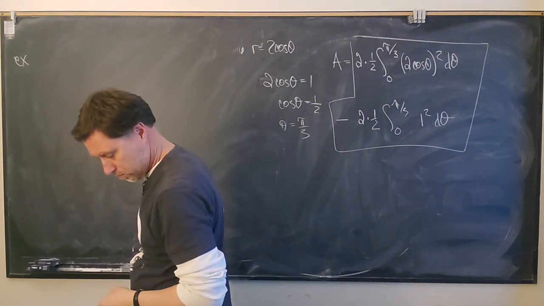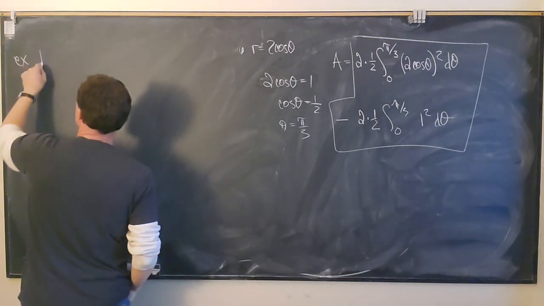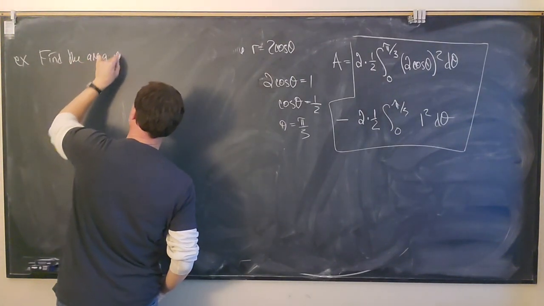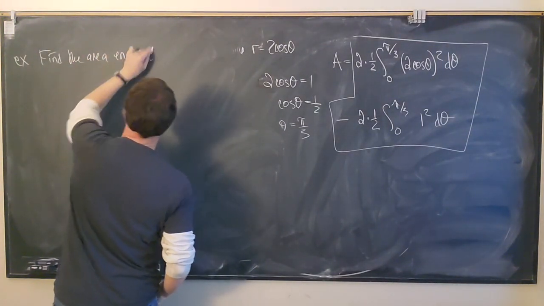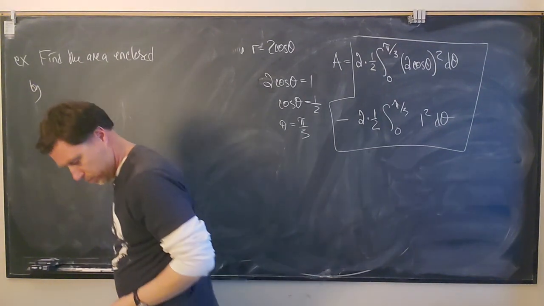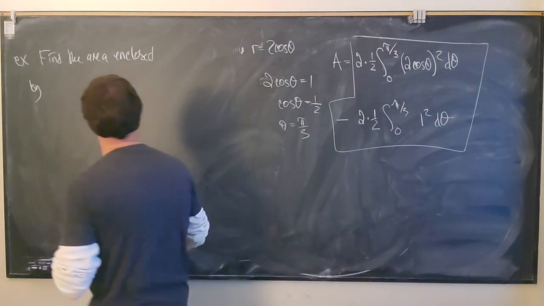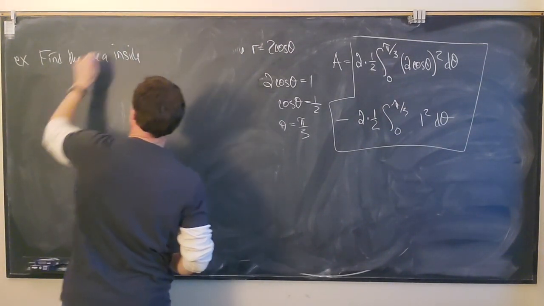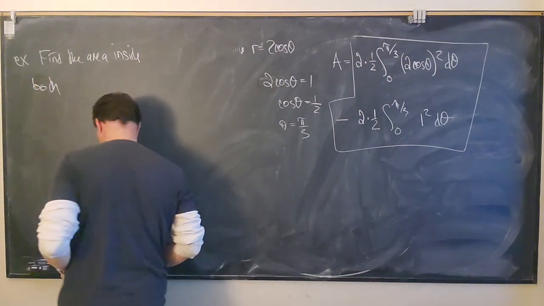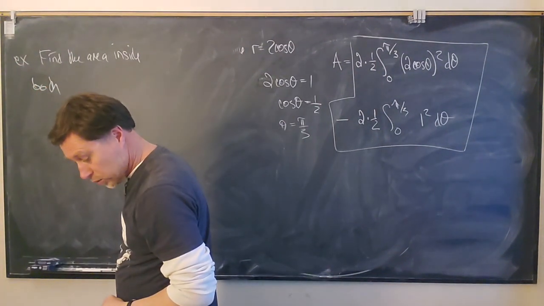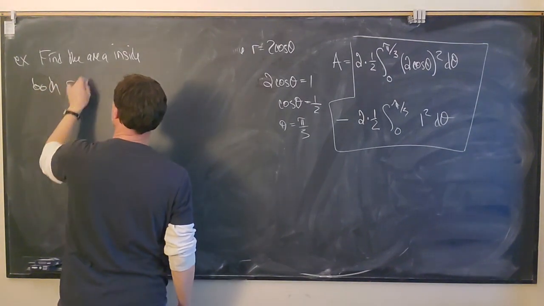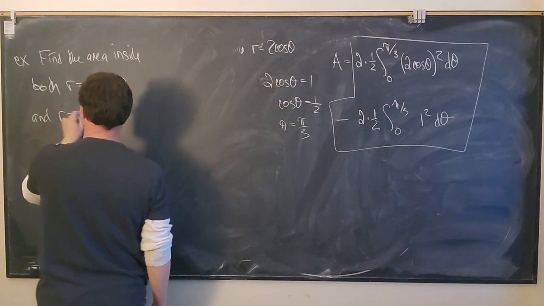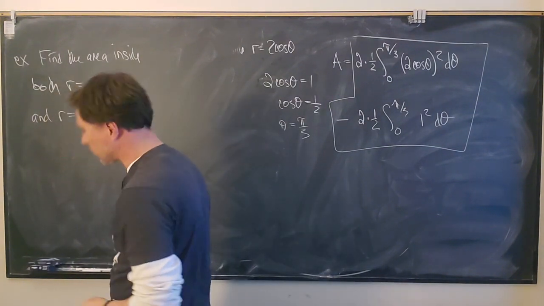So let's find the area enclosed by, so this needs to be inside both. Let me word this a little bit better. Find the area inside both r equals 1 plus cosine theta and r equals 1 minus cosine theta.